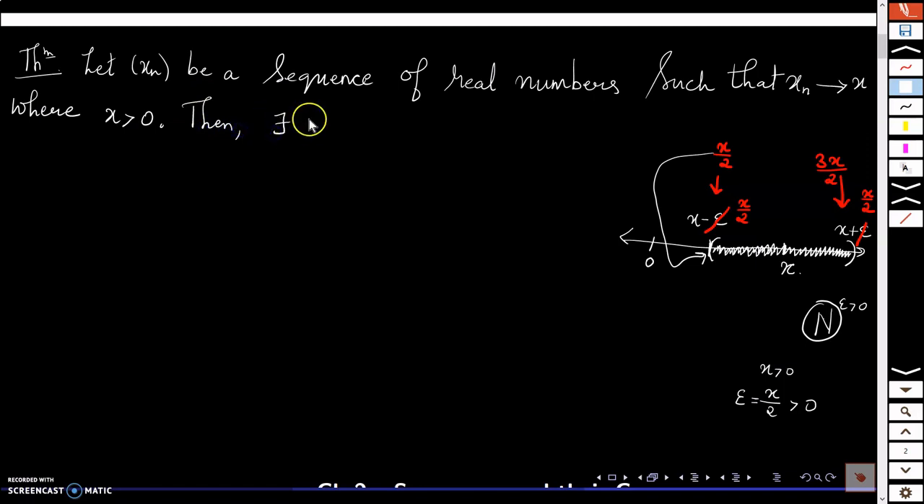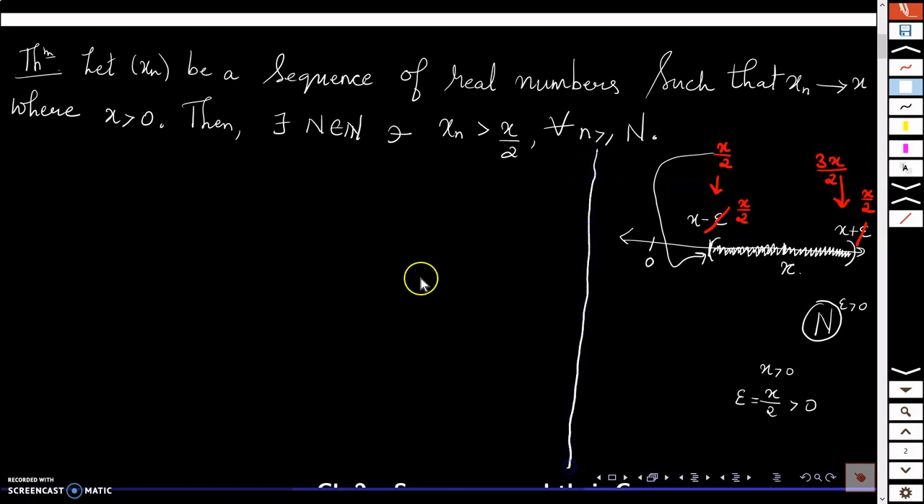there exists a natural number capital N such that all the terms of the sequence xn will be bigger than x by 2 for all n bigger than or equal to that capital number, right? So geometrically, if you look at it, it's a trivial result, and now we will prove it. Okay, so that is what I have to show.